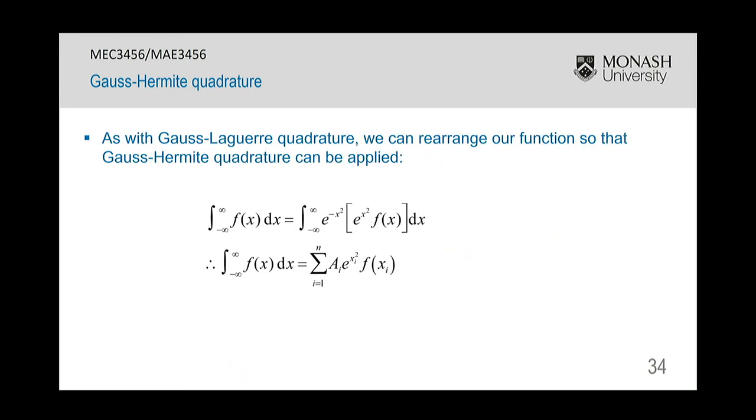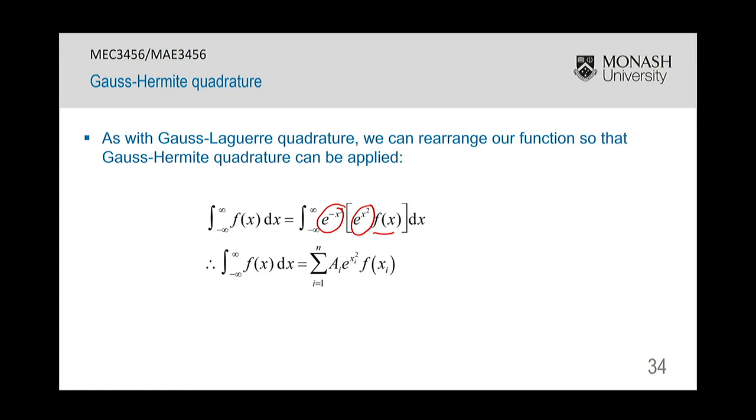As with the Gauss-Laguerre quadrature, we can rearrange our functions so that we can actually apply a Gauss-Hermite quadrature, because we need the e to the minus x squared. So just as we did with Gauss-Laguerre, we can see that we can multiply any function by e to the minus x squared times e to the plus x squared.